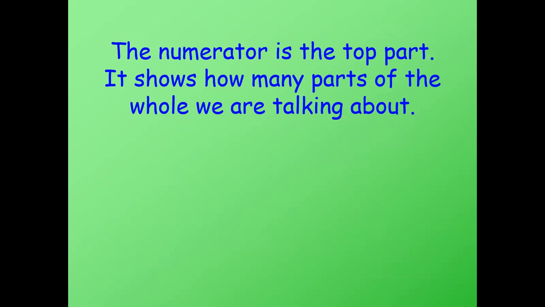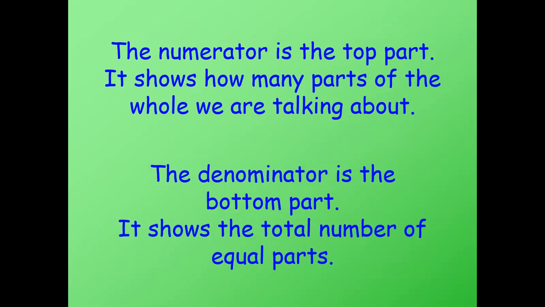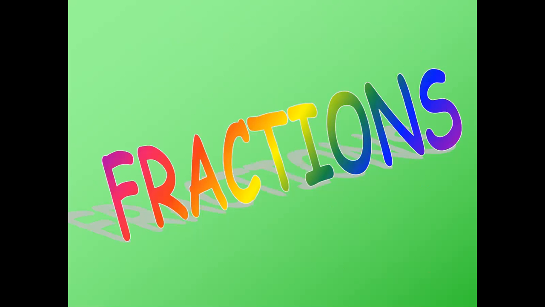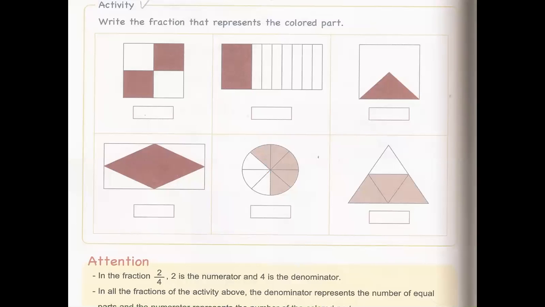So the numerator is the top part. It shows the number of colored parts, whereas the denominator is the bottom part, it shows the total number of equal parts. Okay, this is fractions.